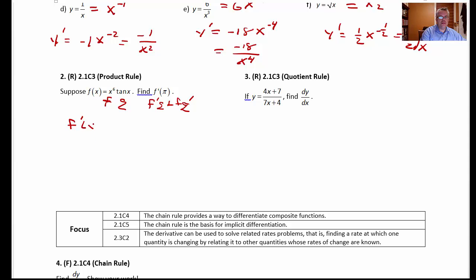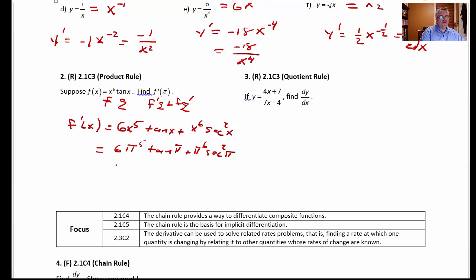So this is f prime of x equals, okay, so f prime would be the derivative of x to the 6, which is 6x to the 5th, times g, which is tan x, plus f, which is x to the 6th, times the derivative of tangent, which is secant squared x. Now they want us to evaluate all of this at pi. So we have 6 pi to the 5th tangent pi plus pi to the 6th secant squared pi.